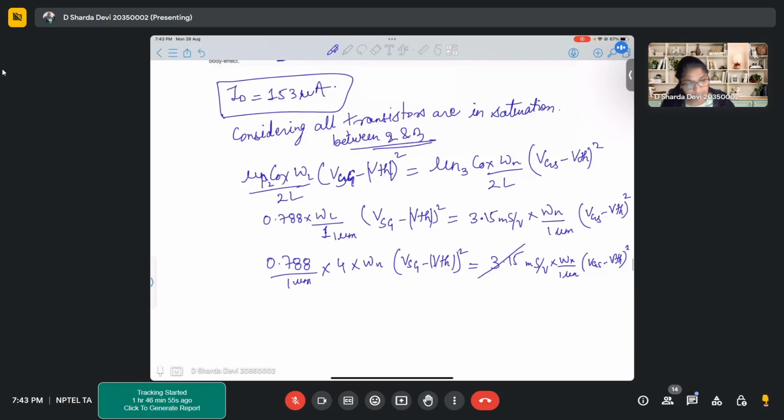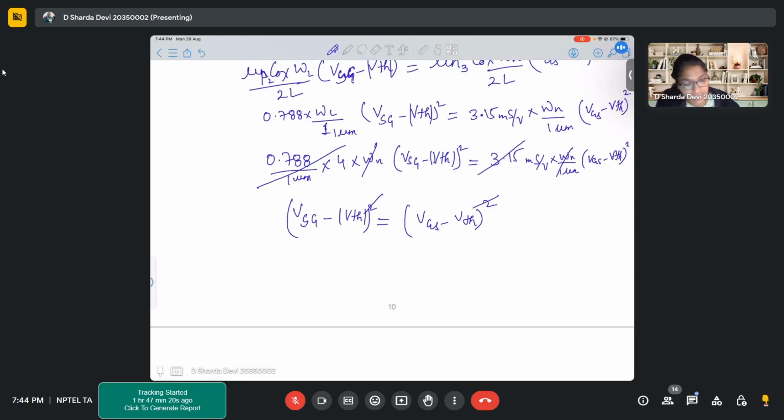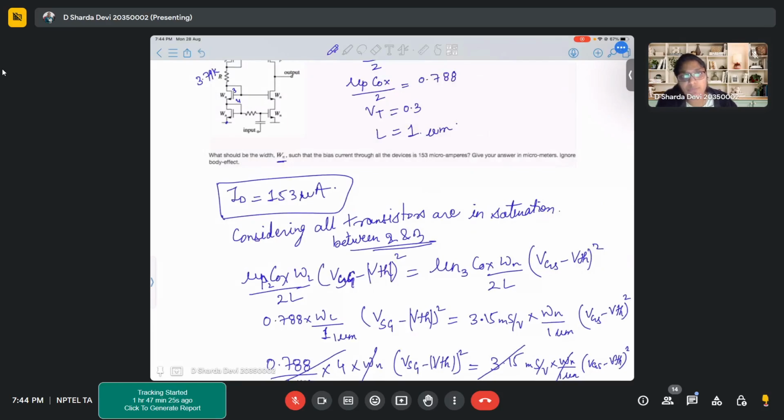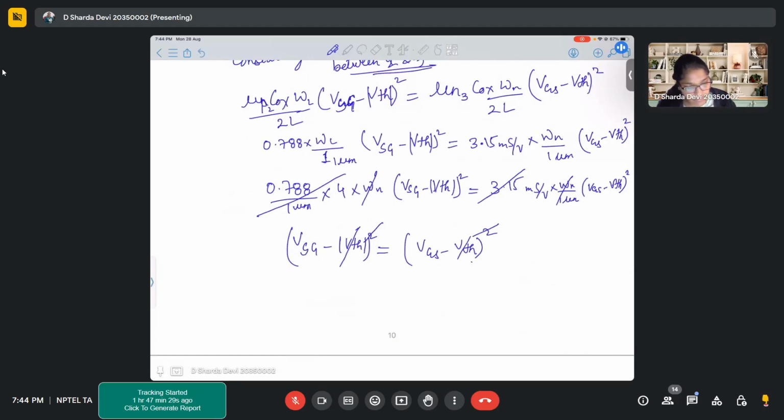If you calculate it very carefully, you'll find out that these two factors are actually equal. 4 into 0.788 gives you 3.15. So these two cancel, WN cancel. What we are left with is VSG minus mod VTH whole square is equal to VGS minus VTH whole square. These two also cancel. It was given that the magnitude of VTH is equal, like 0.3 and minus 0.3, so mod VTH will also cancel.